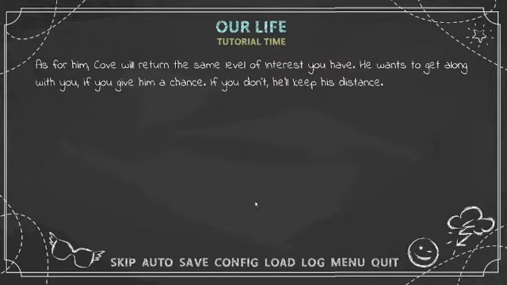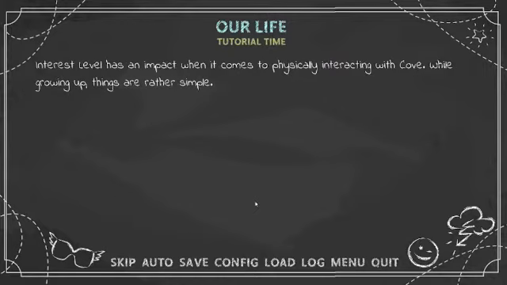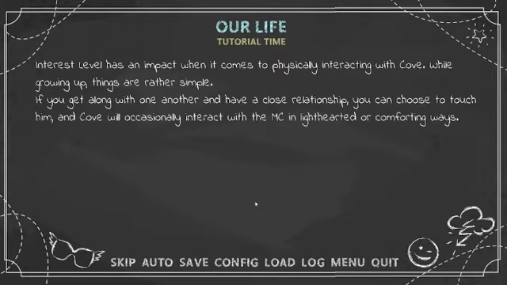As for him, Cove will return the same level of interest you have. He wants to get along with you if you give him a chance. If you don't, he'll keep his distance. Interest level has an impact when it comes to physically interacting with Cove. While growing up, things are rather simple. If you get along with one another and have a close relationship, you can choose to touch him, and Cove will occasionally interact with the MC in lighthearted or comforting ways.